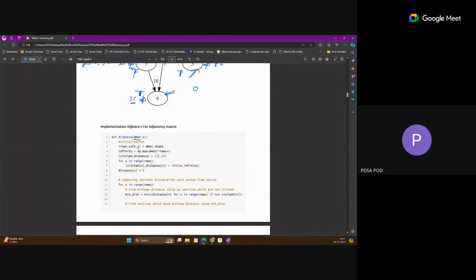Okay, so now we are calculating this infinite value. How are we calculating this infinite? We are finding the maximum value in this W mat matrix, and after that we are multiplying by the number of rows plus 1. So we are calculating some bigger value which is not possible for any distance. Or in Python, you can also create an infinite with the help of INF. There is a feature in Python where you can also assign the infinite value. Otherwise, here we are calculating the maximum possible value, which is not possible for any path value.